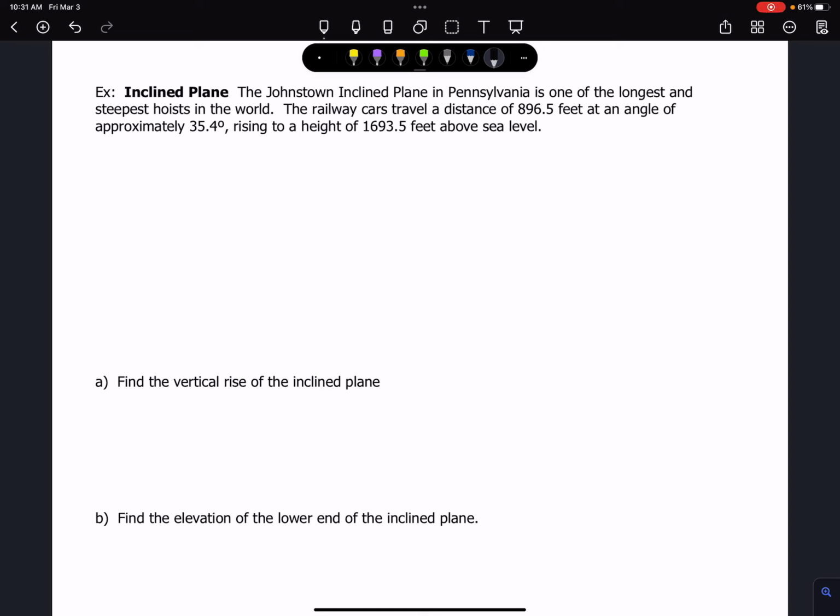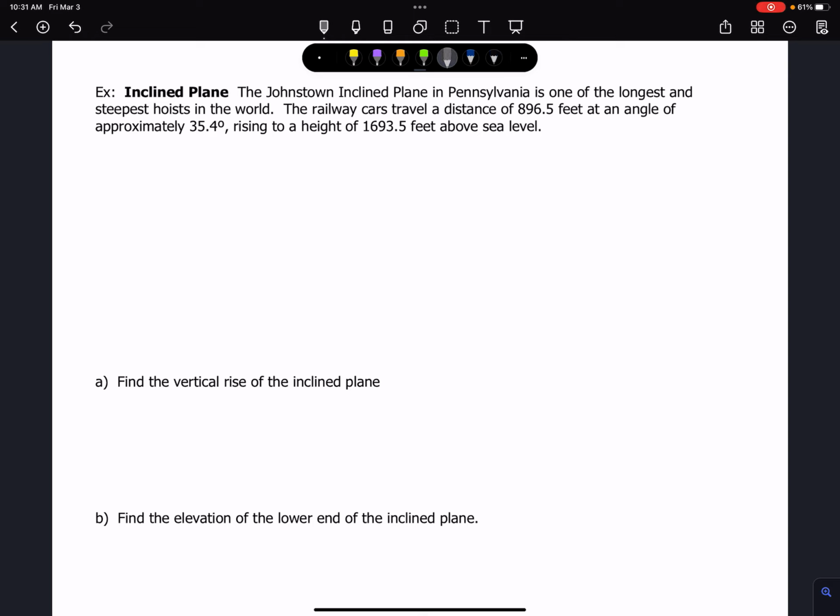This is the inclined plane problem. The Johnston Inclined Plane in Pennsylvania is one of the longest and steepest hoists in the world. The railway cars travel a distance of 896.5 feet at an angle of approximately 35.4 degrees, rising to a height of 1,693.5 feet above sea level.